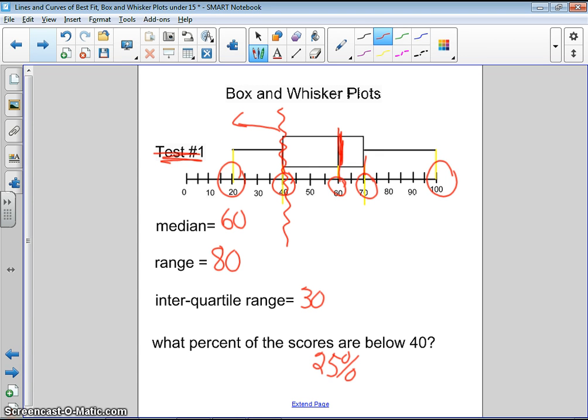If you had been asked what percent of the scores are above 40, then your answer would have been 75%, because here's 25%, here's 25%, and here's 25%. So just based on the 40 being at the bottom or the left side of the box, we know 25% of our scores are below that, and 75% of our scores are above that.